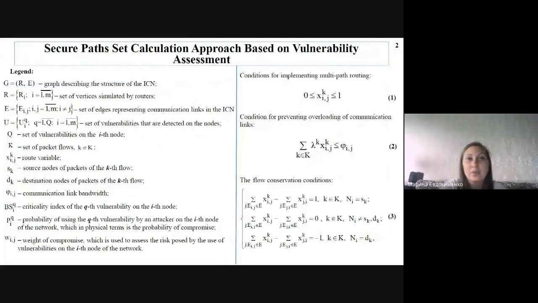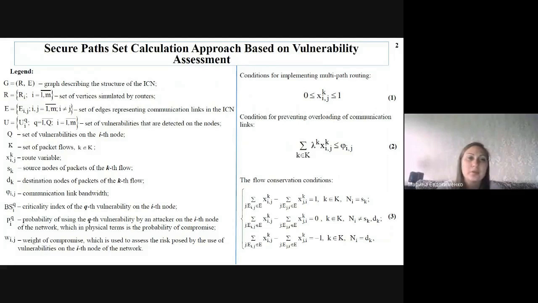So, on slide number 2, you can see our secure path set calculation approach based on vulnerability assessment. The proposed approach is based on the routing model, the scheme of which you see on slide number 2. In this model, the network structure is described by a graph with a set of vertices represented by routers and a set of edges represented by communication links, and so on.